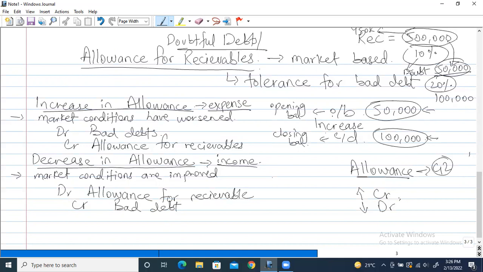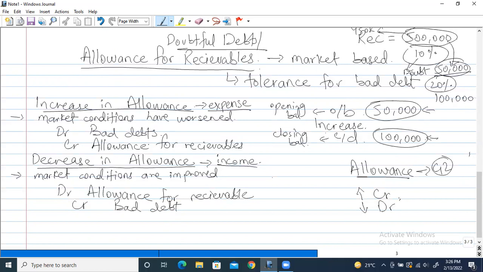I mean, it is going to be on the credit side. On the allowance account, yes, it will be on the credit side, because it's being created, right? It exists first. But the movement between them, increase and decrease, will be accounted for as a group 2 item.